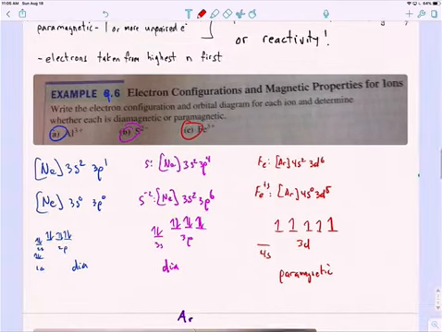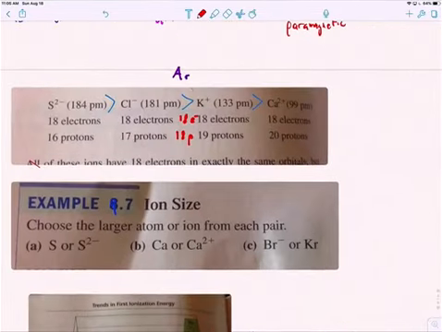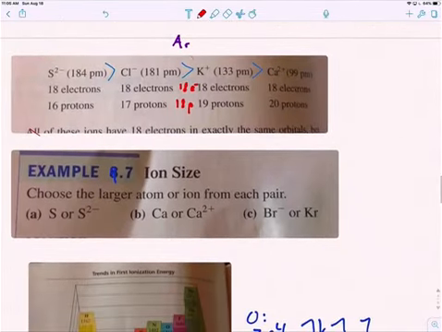Okay, so remember, paramagnetic, one or more unpaired electrons, and has nothing to do with reactivity, but does have things to do with magnetic properties. And so next concept, students struggle with this one. This is known as isoelectronic atoms and ions. So we have sulfide, chloride, argon, potassium, and calcium ions, respectively.